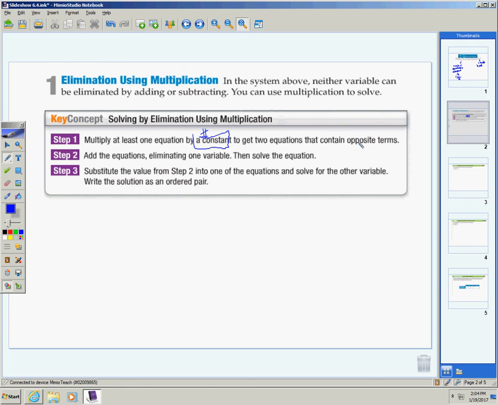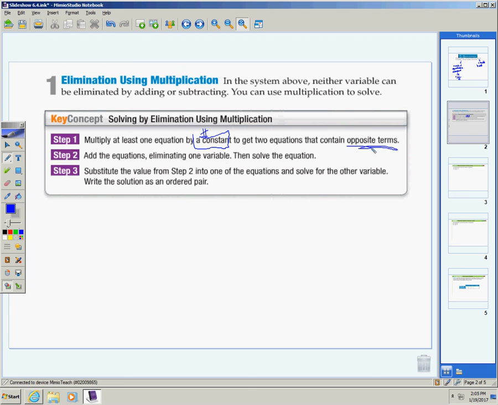So basically all we're doing here is trying to get what we did in the previous lesson. We're trying to get this set up so it looks like we can use elimination. And that's the only thing that's new. We're going to have to multiply at least one equation. Sometimes we have to multiply both equations by some number, either positive or negative, to get our equations so that we have the opposite terms that we want.